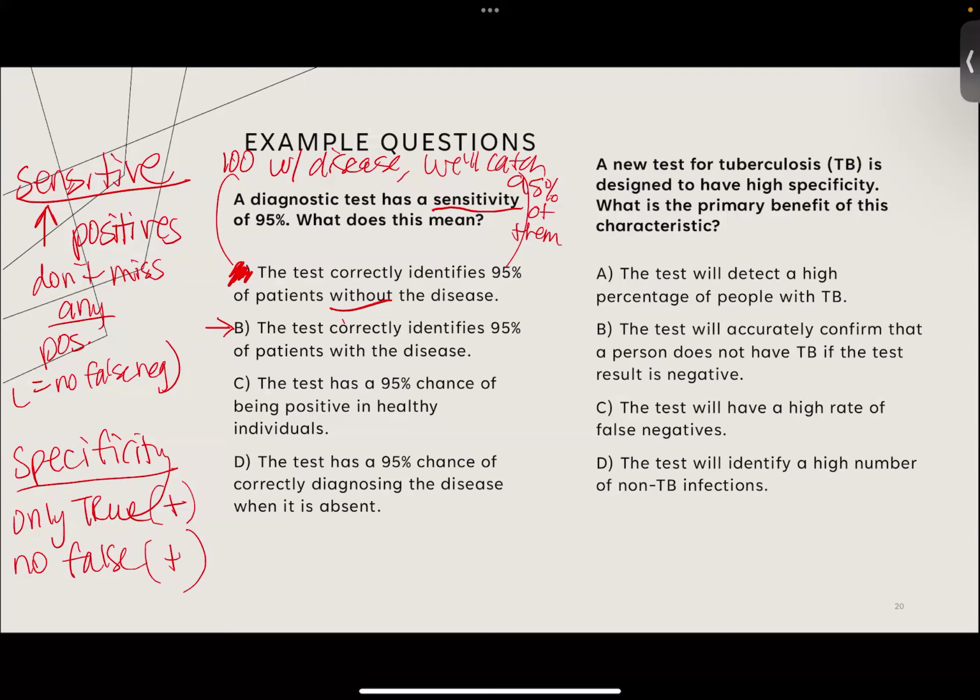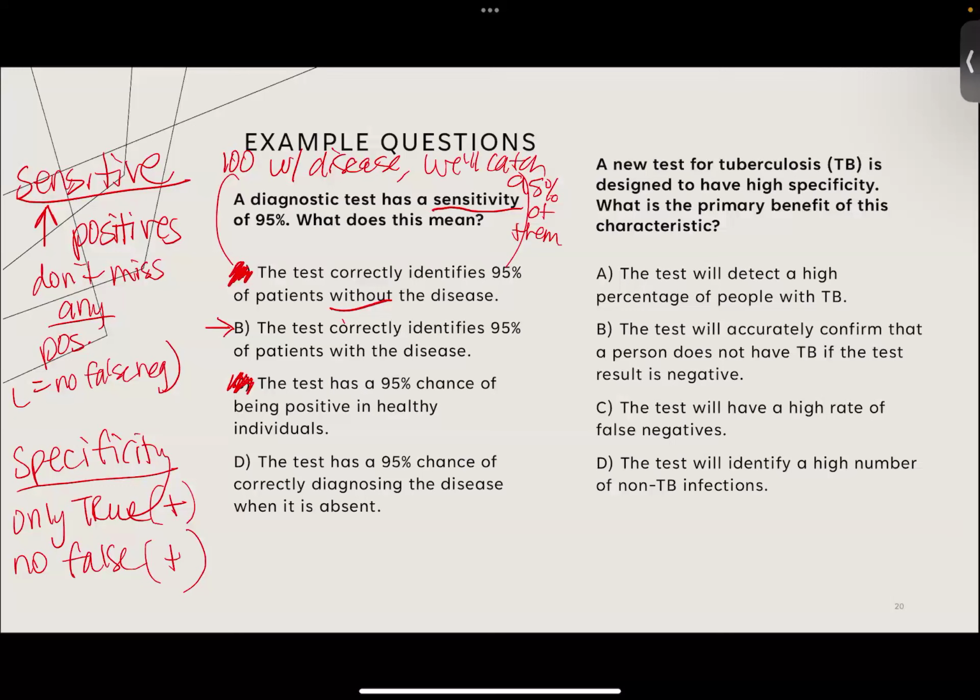Does it say that the test has a 95% chance of being positive in healthy people? No, it means that of 100 sick people, this test will be able to correctly say 95 of them are sick. The 5 of them that it says are not sick are sick. We just didn't catch them.